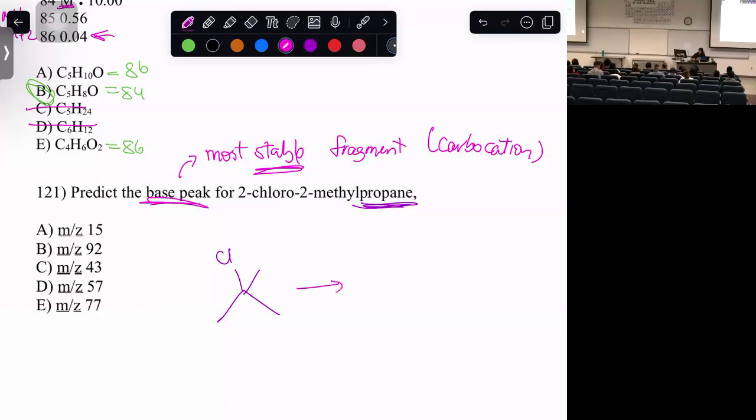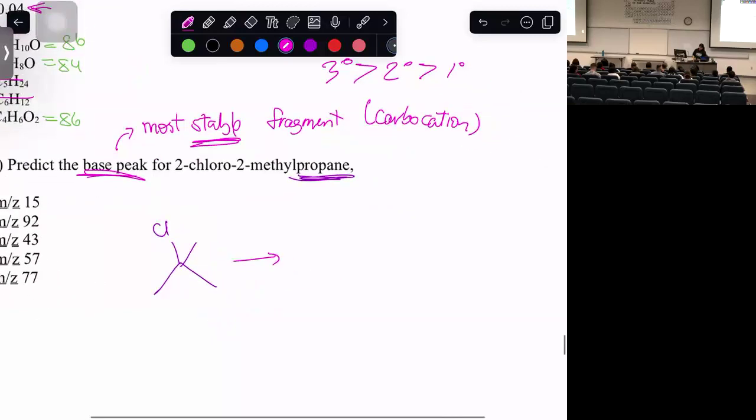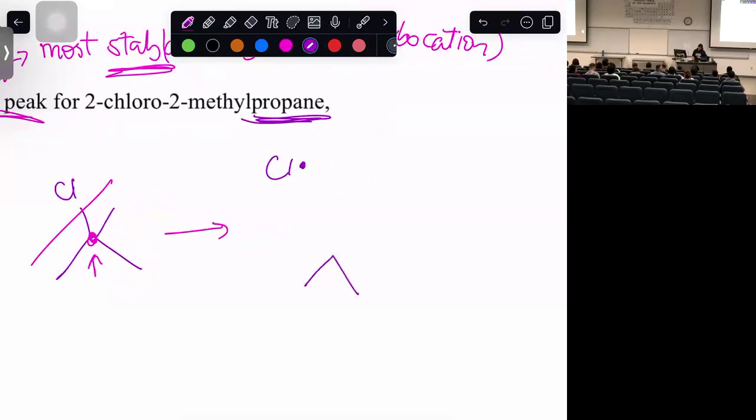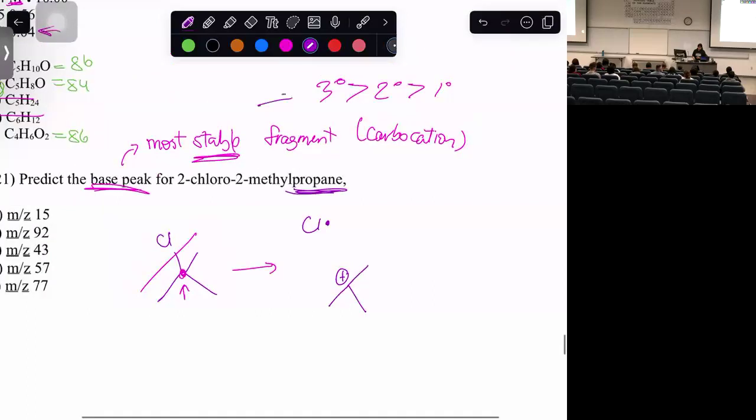But again, base peak, it's the most stable fragment. For the stability of a carbocation, what's the most stable type of carbocation that I could have? Tertiary, exactly. Remember, the more substituted you are, the better it is. Now, again, fragmentation, I have to cut up a part of the molecule. So I have a potential tertiary position right here. If I fragment it by taking out the chlorine, chlorine is going to be my radical fragment. Then I'm left with my tertiary carbocation. I know that's my most stable fragment, just because of the concepts that we just talked about.